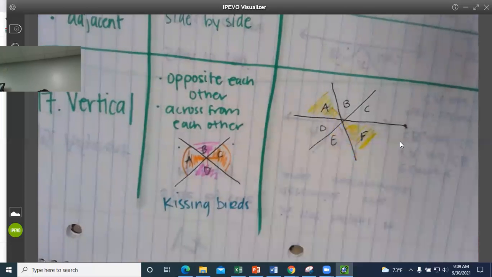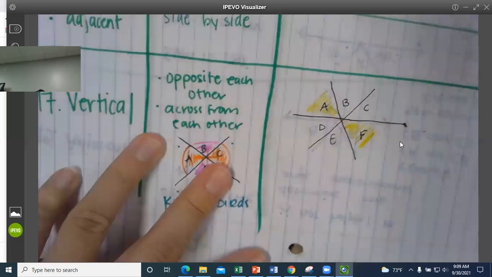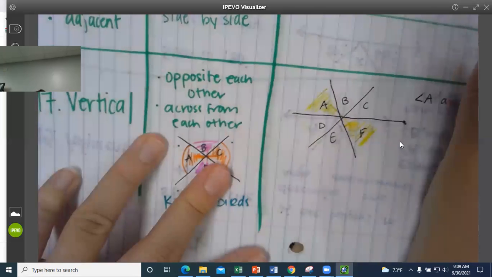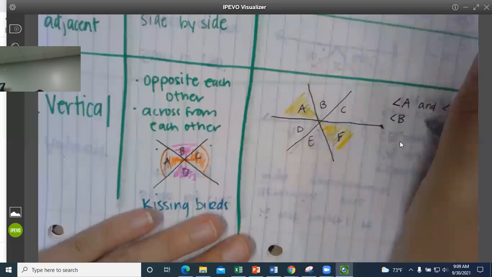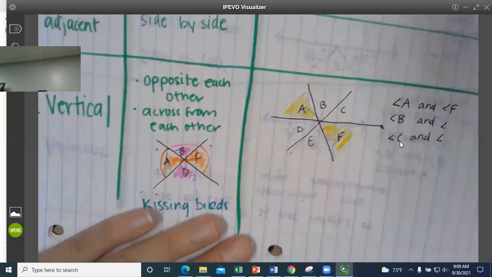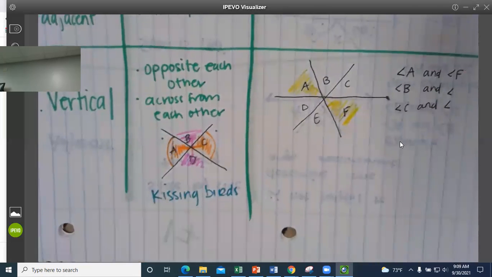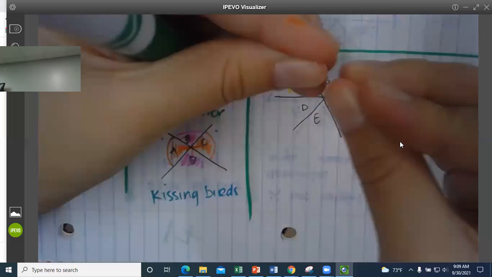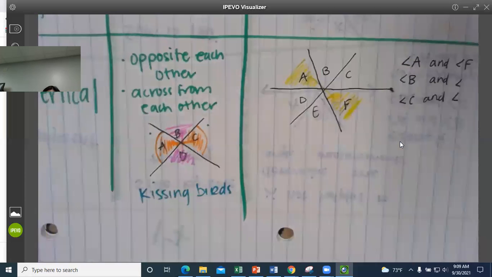So what I'm going to do right now is give you extra credit, green check, if you can tell me the other two pairs. You have to have them both. So it's A and F. And then you'll tell me the one for B and the one for C. Okay, if you get them both, I'll give you extra credit green check. And I'll walk around in just a minute. So which one makes a kissing bird with B, the one across from it? You have it? Okay, I'll walk around in just a minute.